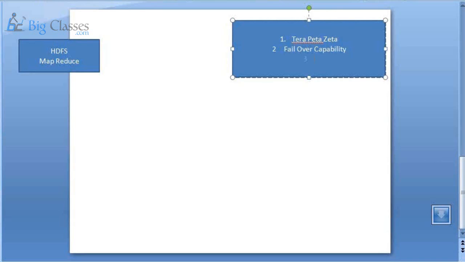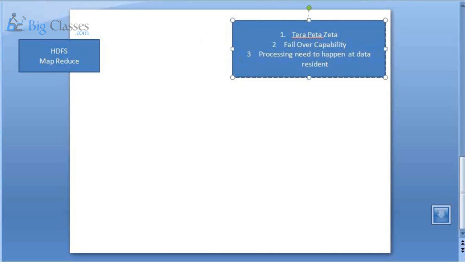Can anybody tell me what the third one is? Programs need to be transferred, not data. Processing needs to happen at the local nodes, at the data resident systems. That means I am not intending to transfer the data across the network, but the programs need to reach that particular data for the purpose of local processing. So these are the three objectives through which Hadoop has been devised.